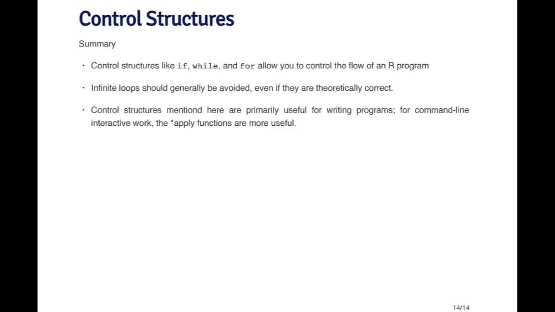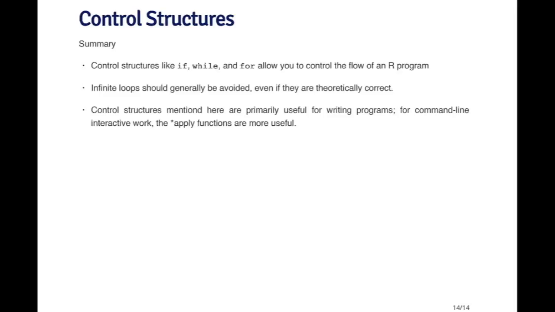So the basic summary is that control structures like if, while, and for can allow you to control the flow of an R program. Generally speaking, while there are constructs that allow you to execute infinite loops, you generally want to be on the lookout for these kinds of things and to avoid them if possible, even if they are theoretically correct, because they can lead to some unpredictable behavior in programs.